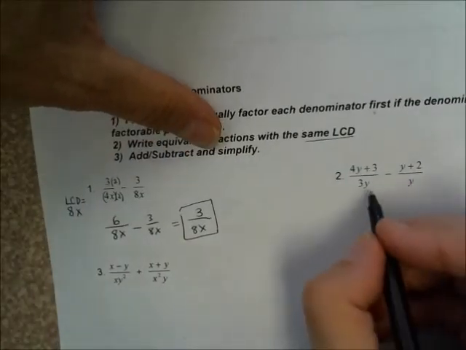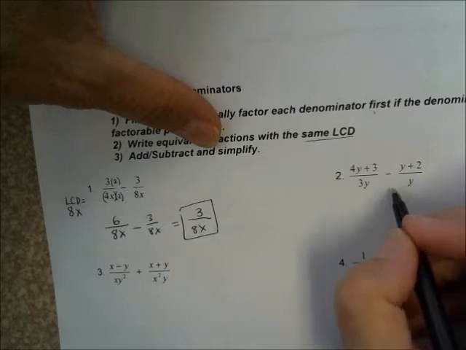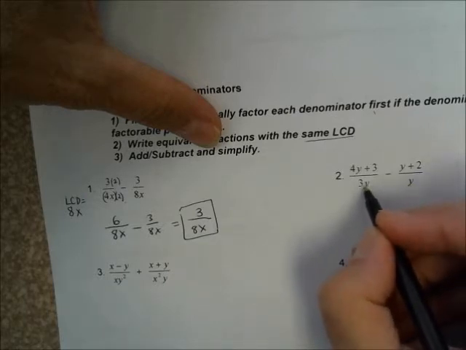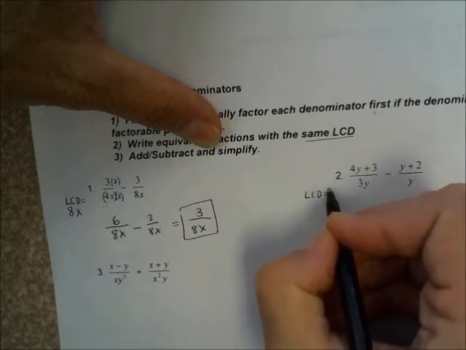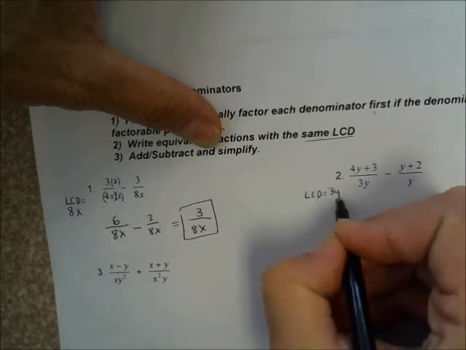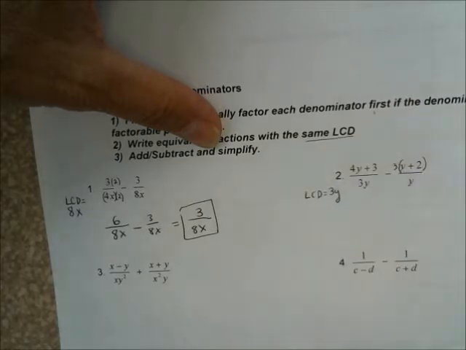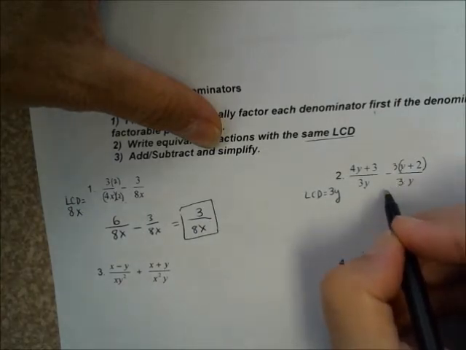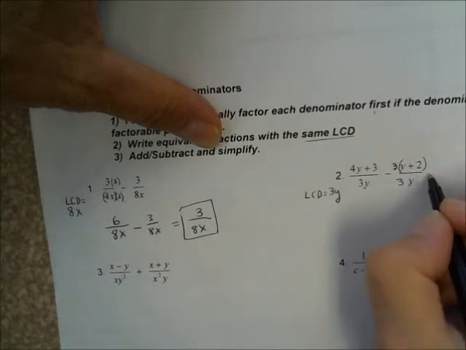In this example, we have a 3y here and a y here. What would be the common denominator between a 3y and a y? Well, this least common denominator is really equal to just 3y. So I'm going to multiply the top by 3 by just putting a 3 outside of the parentheses, and multiply the bottom by 3, and that will give me a 3y in both places. So whatever you do to the bottom, do to the top, multiplication-wise.